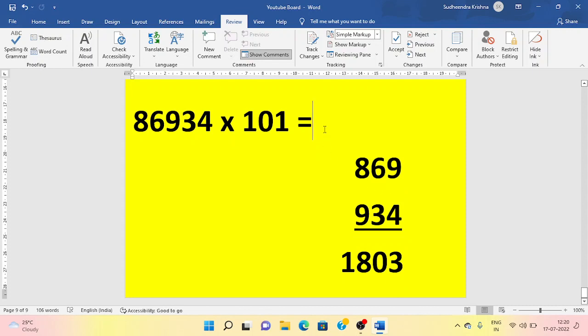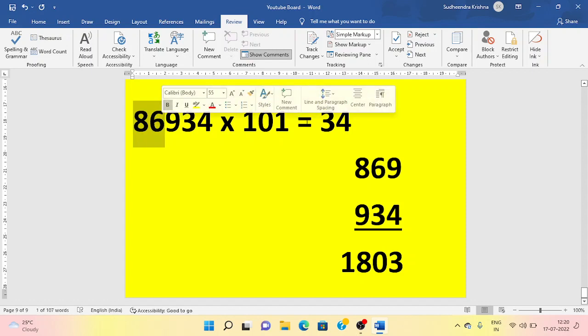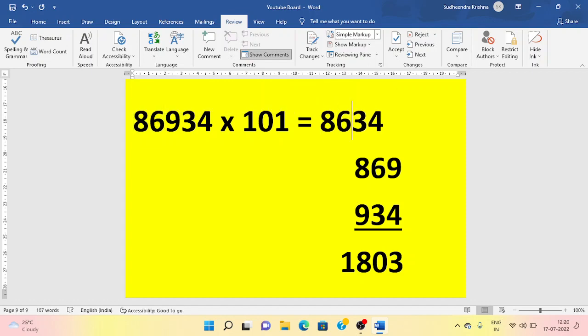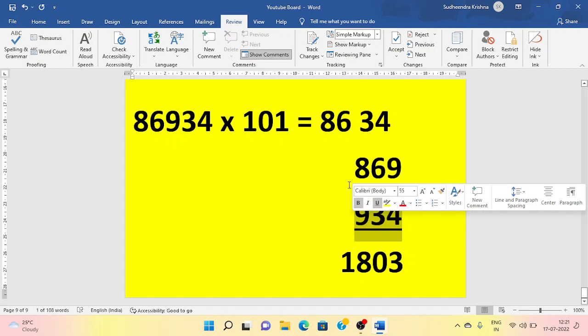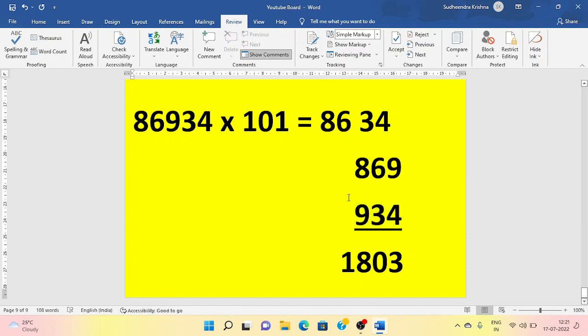86,934 into 101. So now to get the right portion of the answer, put this 34 as it is. Now to get the left portion of the answer, put this 86 as it is. Now to get the middle portion of the answer, you add 869 with 934. 869 plus 934 is equal to 1803.